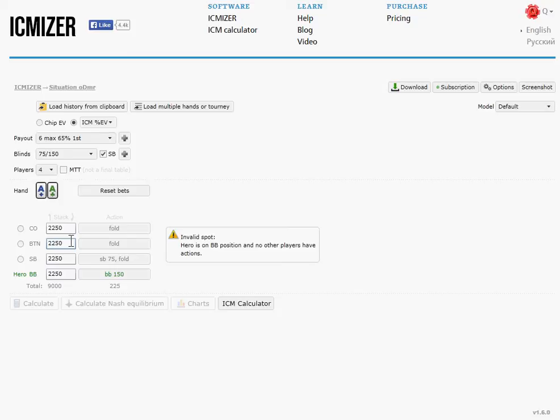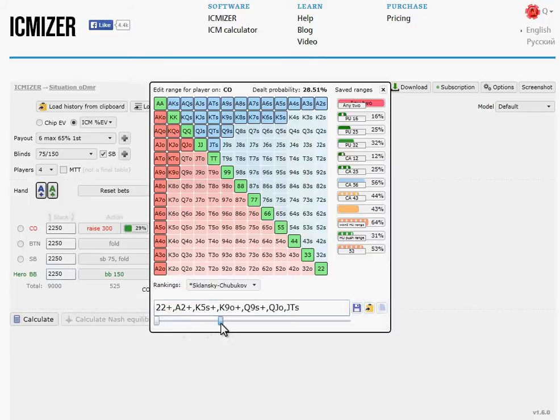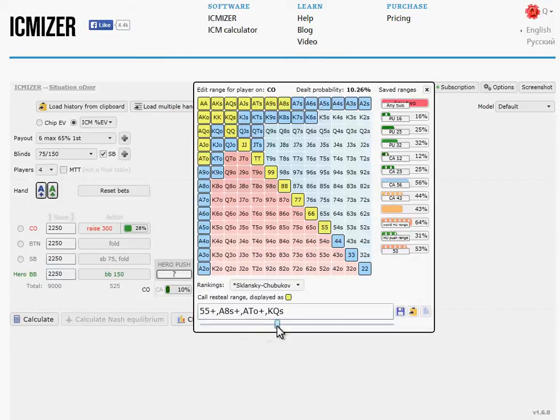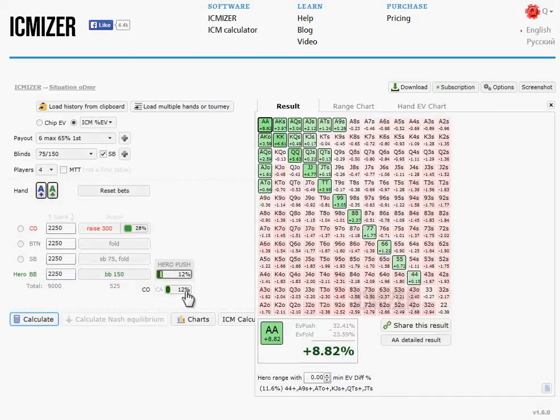You need to assign proper bets to recreate a spot which you would like to analyze in ICMIZER. In order to do that, you can use these action buttons next to players. So let's say we want to assign cutoff to push. We choose his fold button, fold action, then we hit all in button, and we can see that now he is all in. We can set his raise here. Let's say he raises to 300, which is 2 blinds. And we would like to find out how we can re-steal against this kind of steal. When we have set up the spot, we can find out the decision.